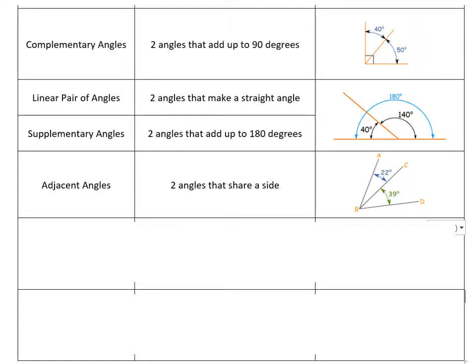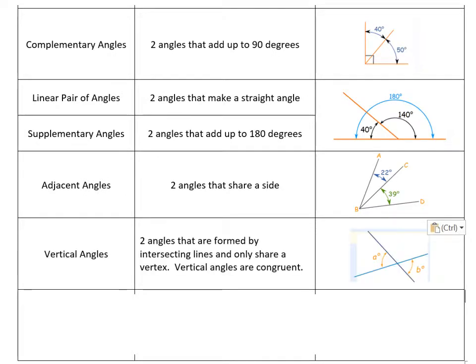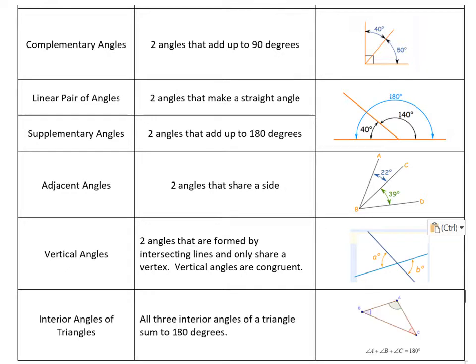Adjacent angles are two angles that share a side. Vertical angles are two angles that are formed by intersecting lines and only share a vertex. Vertical angles are also congruent to each other. Interior angles of a triangle: all three interior angles of a triangle sum to 180 degrees.